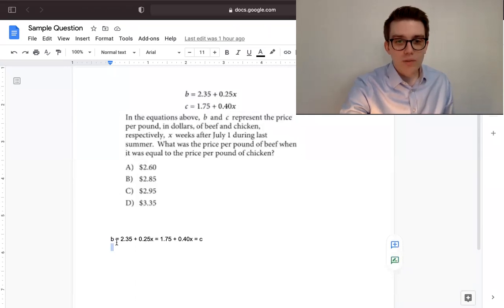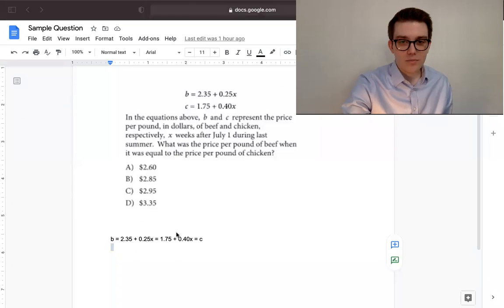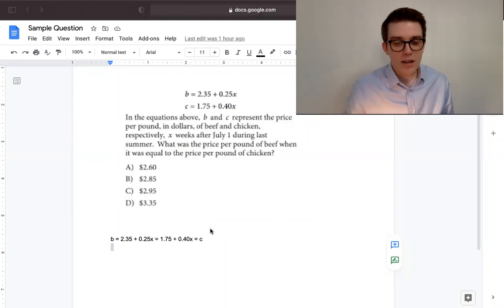I wrote both of the equations, one for B and one for C, and set them equal to each other so that we can solve for x right here. Now, a quick tip to make your arithmetic a little bit faster is to actually multiply each term by 100. So 2.35 becomes 235. And then we have plus 25x equals 175 plus 40x.